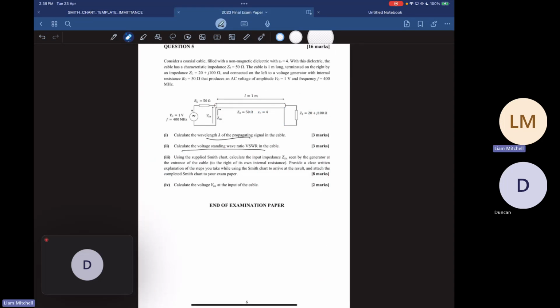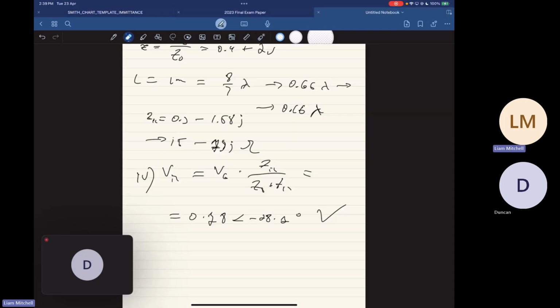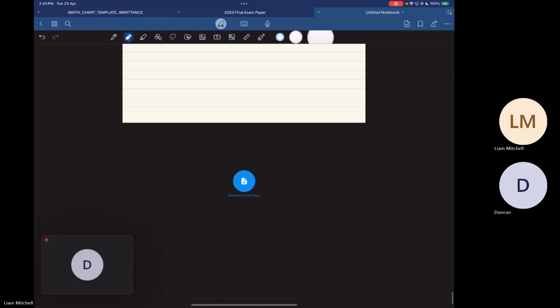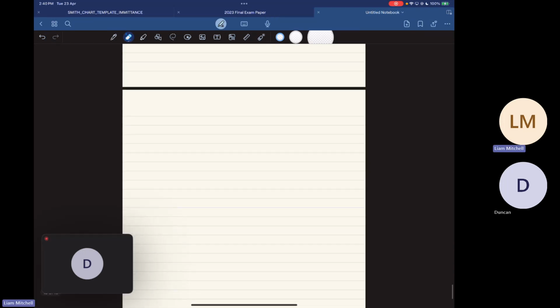Okay, so what else? Yeah, I think that's it. So what else can we talk about? Okay. Do you guys remember when we did waves? We had phase velocity and the group velocity. Do you understand why phase velocity can be greater than the speed of light? Okay. I will give you an example.